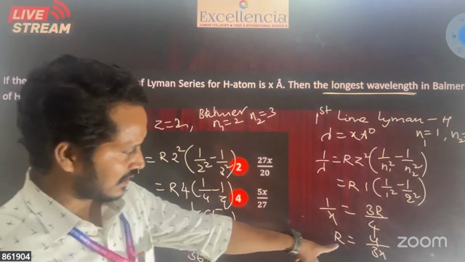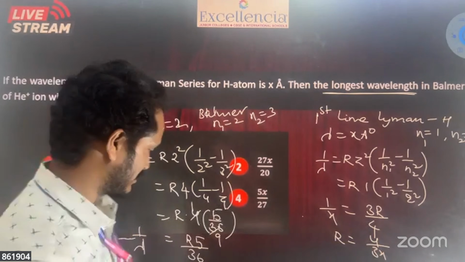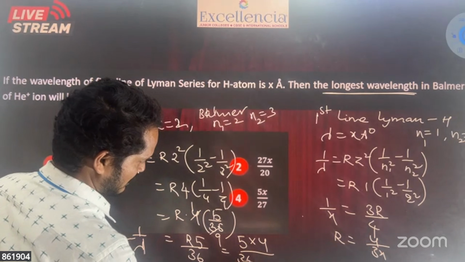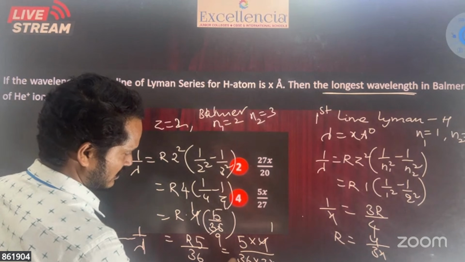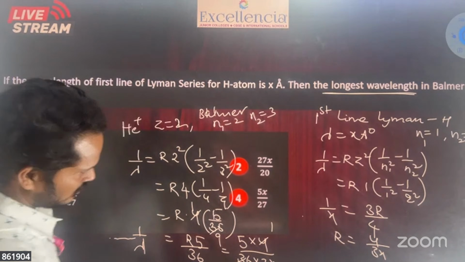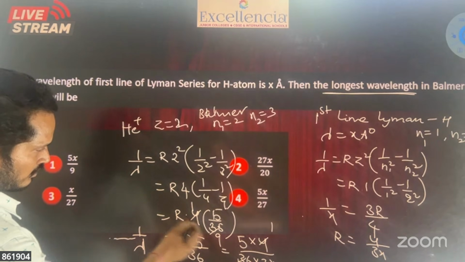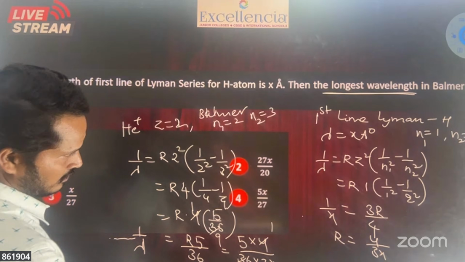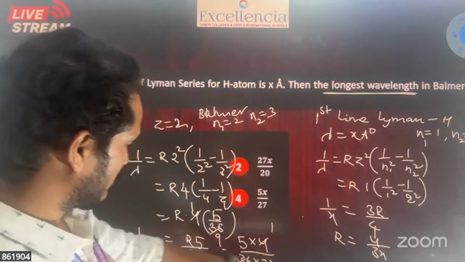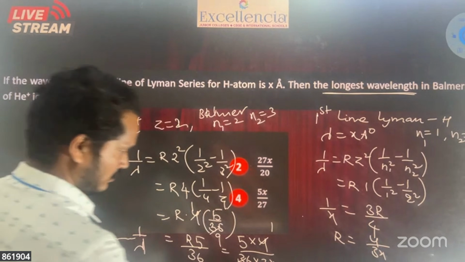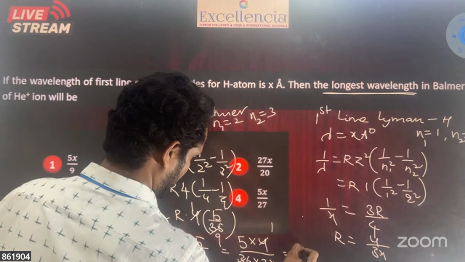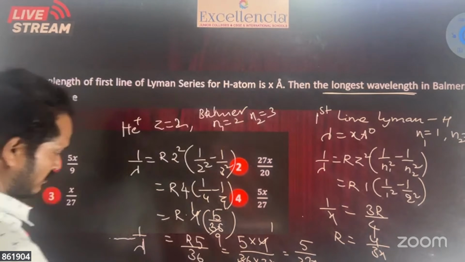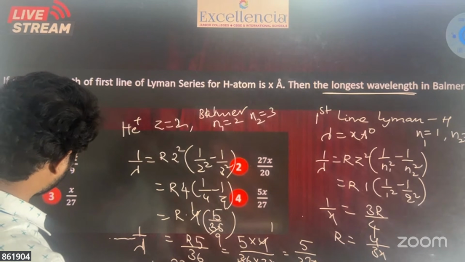But actually the R value we got here is 4 by 3x. So 5 into 4 by 36 into 3x, 1s are 9. It comes as 1 by lambda is equal to 5 by 27x. So lambda is equal to 27x by 5.